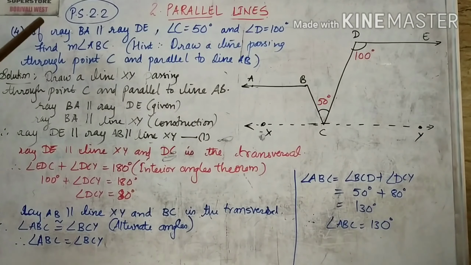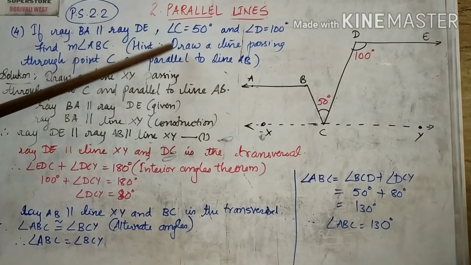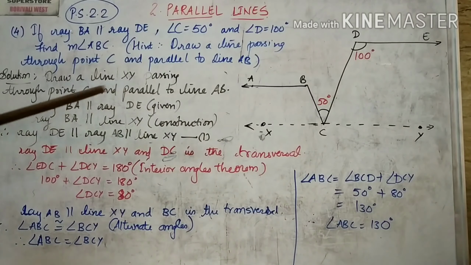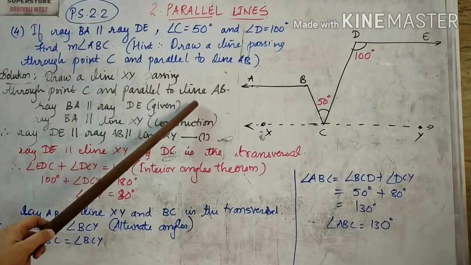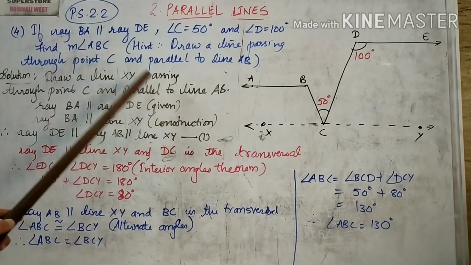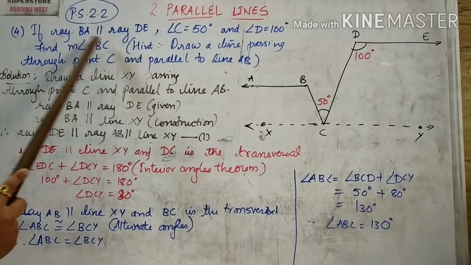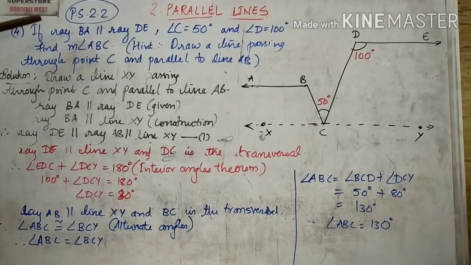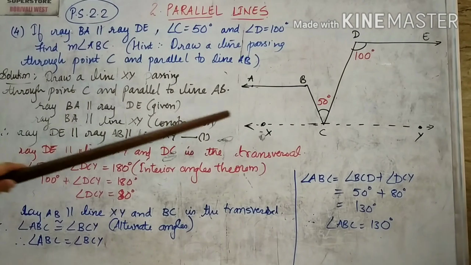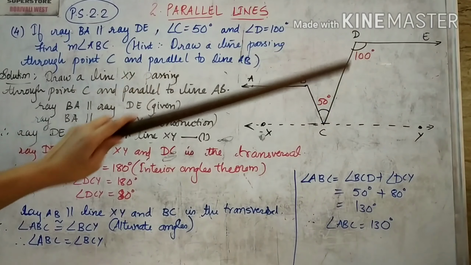Now first step I'll write down whatever construction we have made. So this construction I write down: draw a line XY passing through point C and parallel to line AB. This hint only we copied down here. Then ray BA is parallel to ray DE. Yes, this is what I write down here, which is given. This is given to us. So BA is parallel to DE, which is given.